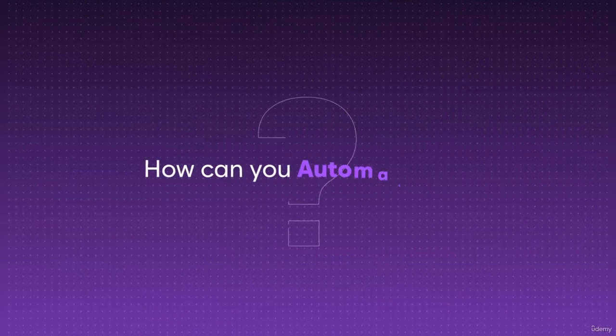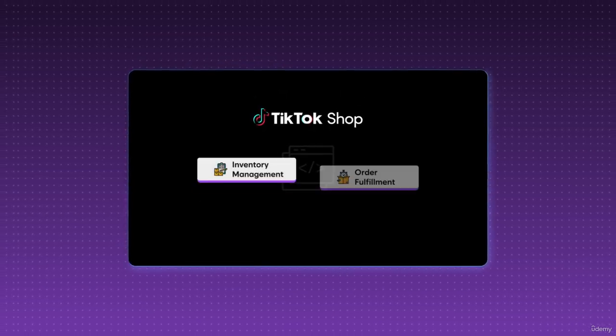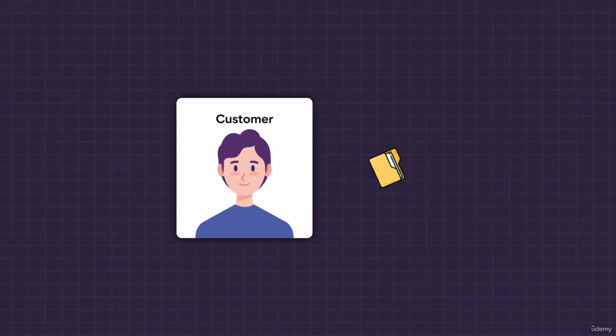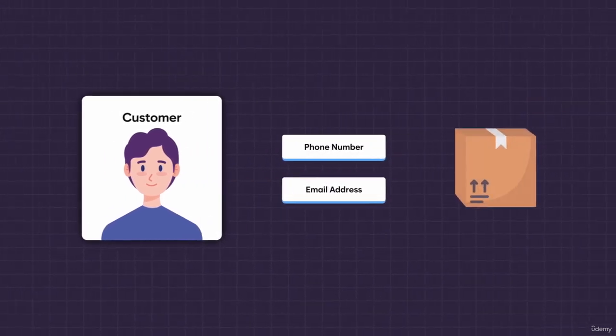I've been talking a lot about TikTok shops lately, and for good reason. They're exploding right now. But one question almost everyone has is, how can you automate this? Is there a software out there that will sync up with your TikTok shop and automate inventory management, automate order fulfillment, as well as allow you to then collect your customers' information if you'd like to remarket to them again in the future? And that answer was always no until now.